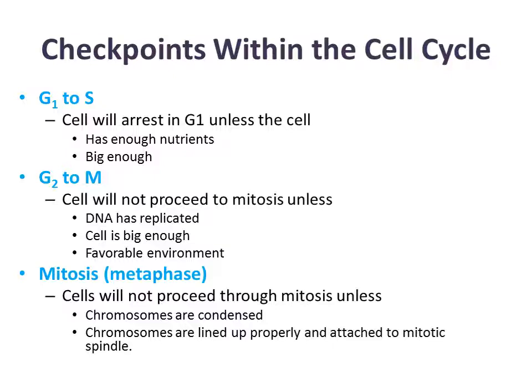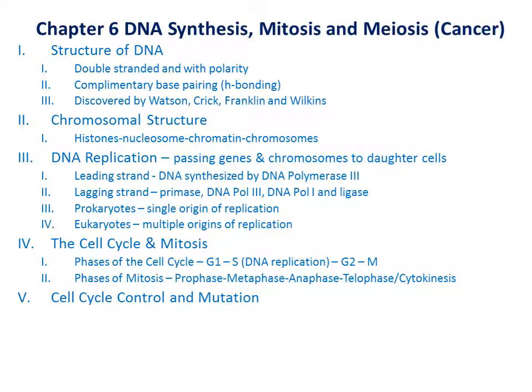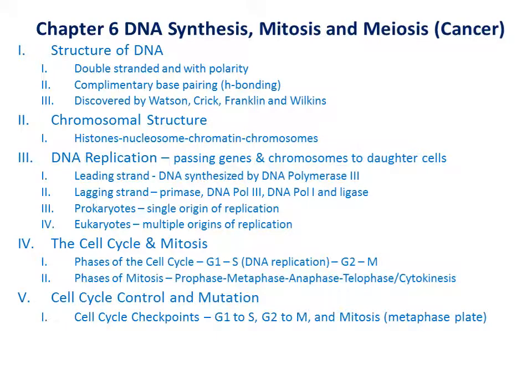Lastly, in mitosis, at that metaphase plate, the cells are not going to move through mitosis unless the chromosomes are fully condensed and the cells are lined up properly and attached to mitotic spindles. If they are not, again, the cell can undergo cell death. So as we've now covered, there are three key cell cycle checkpoints at the G1 to S transition, G2 to M, and lastly in mitosis.